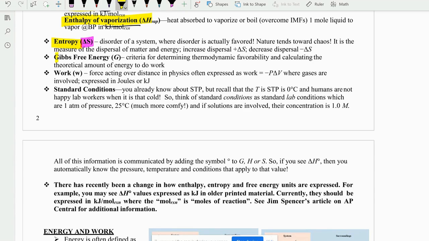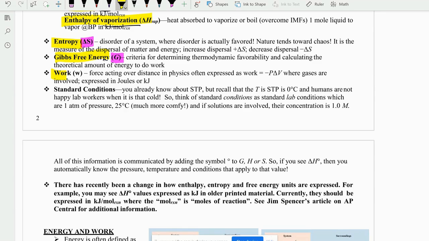One other vocabulary word here, Gibbs free energy, designated as a capital G. Gibbs free energy is the energy criteria for determining whether a reaction is going to be thermodynamically favorable or not. Is it going to happen spontaneously or not? Later in the unit, you'll be given a formula for Gibbs free energy to calculate the value of G. Based on that value, positive or negative, it will tell you if the reaction is spontaneous or thermodynamically favorable or not.